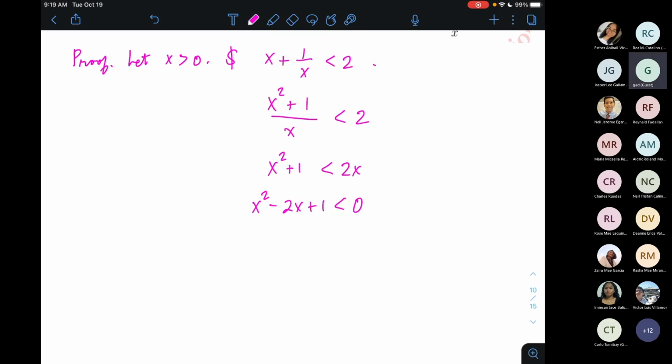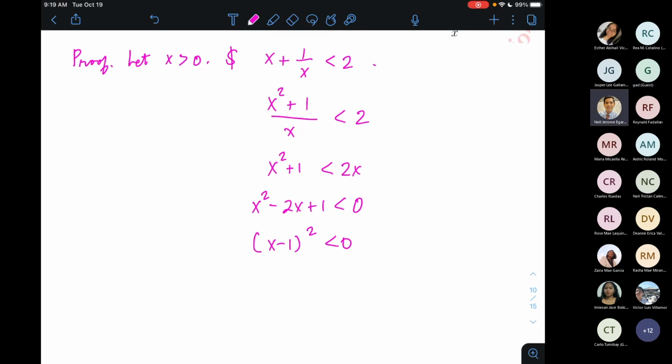Sir, pwede po siyang maisulat na (x minus 1) squared po. Tapos, since any real number naman po na raised to 2 ay greater than or equal to 0, hindi po siya pwedeng maging negative.